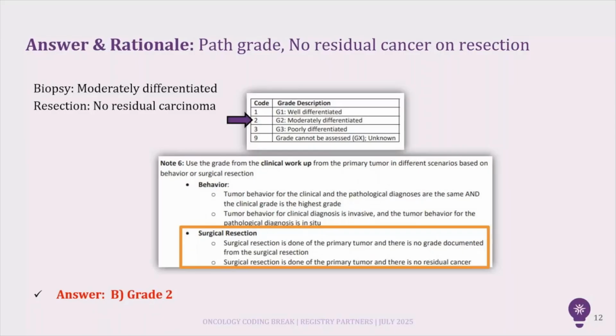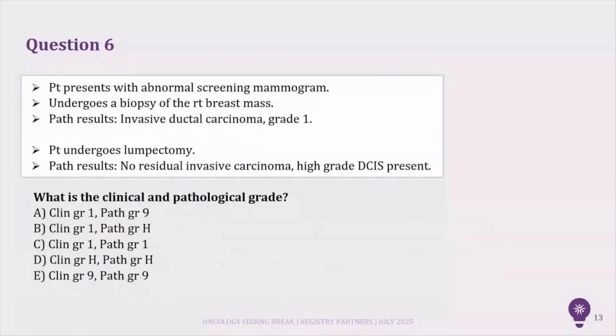Okay, number 6. This patient presents with an abnormal screening mammogram, undergoes a biopsy that results in invasive ductal carcinoma grade 1. Patient undergoes a lumpectomy and there's no residual invasive carcinoma. However, there is some high-grade DCIS present. So how would you do your clinical and pathological grade in this one? So the biopsy was invasive, and then after resection, all we have left is DCIS.